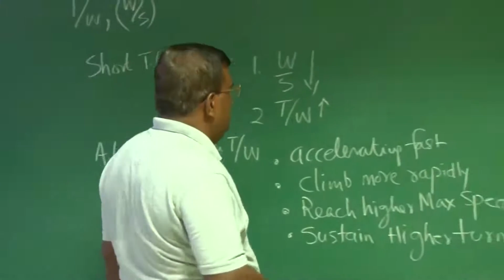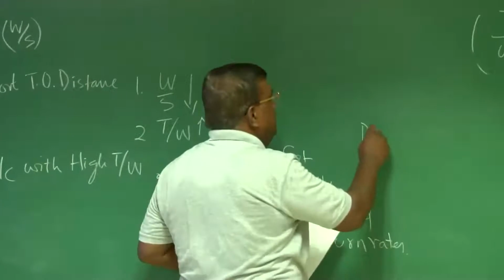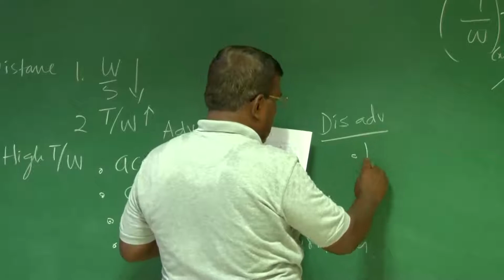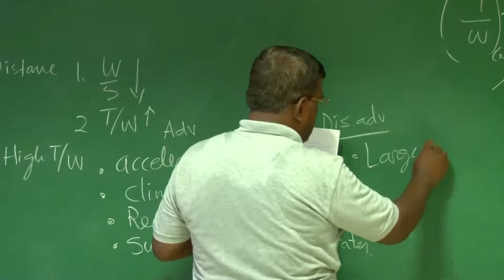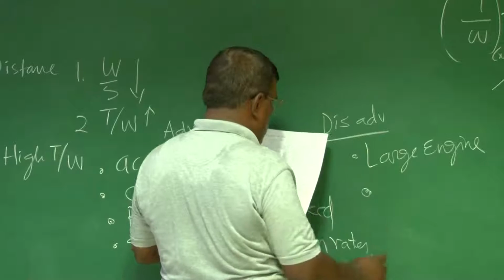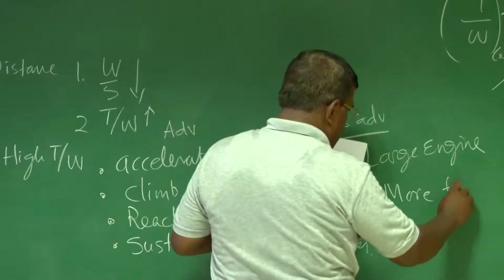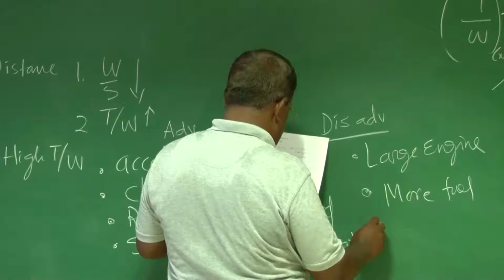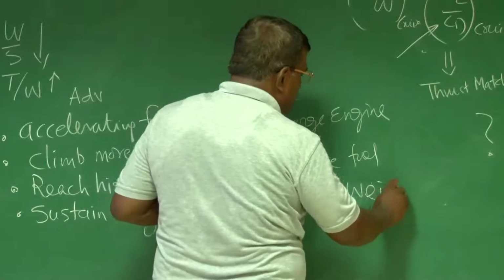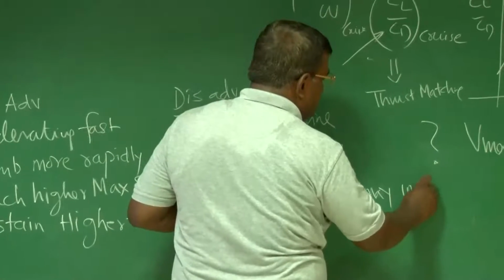So this is the advantage. The disadvantages are: large engine. If you want T by W higher, more fuel generally, and takeoff weight may increase.